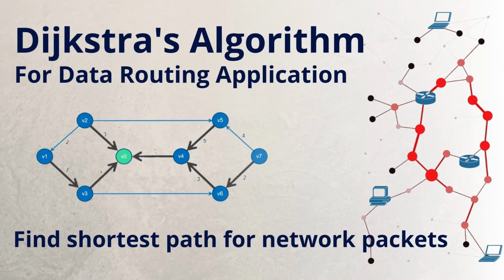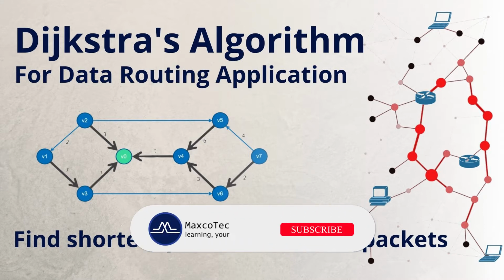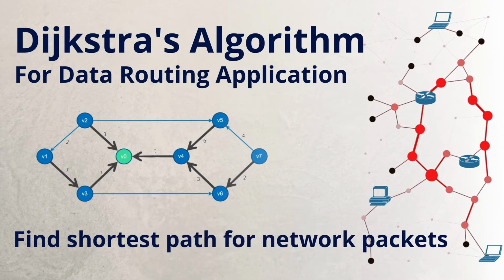We have covered all of the basics of graph theory in our previous videos of this playlist. This time we will be focusing on practical implications of graph theory, specifically focusing on the wireless sensor networks use case of data routing. We will look at how Dijkstra's algorithm can be used in directed graphs in a practical implementation of data routing. So let's get started.